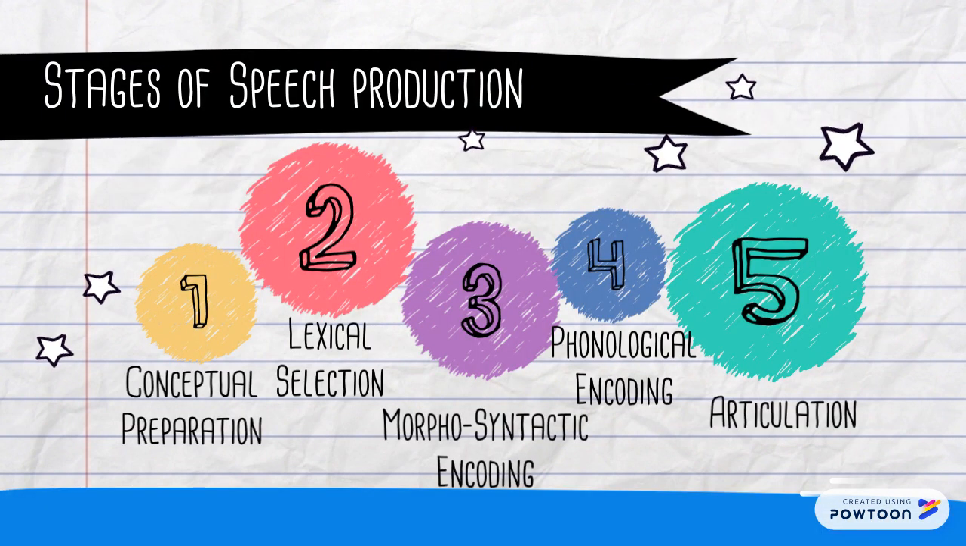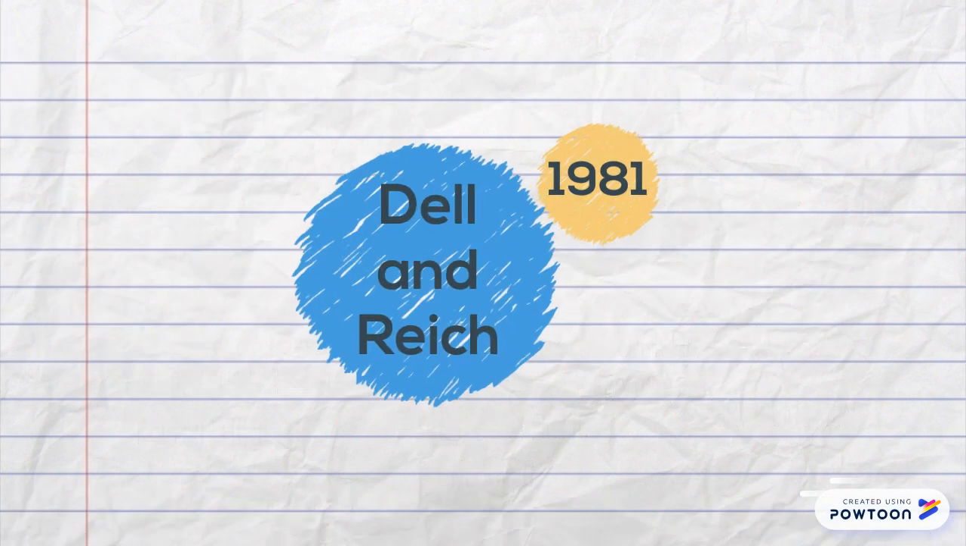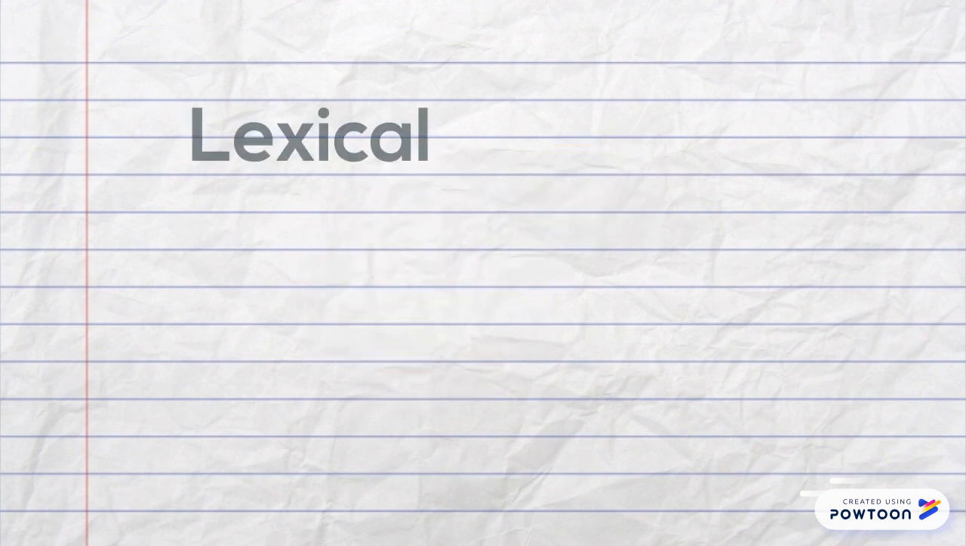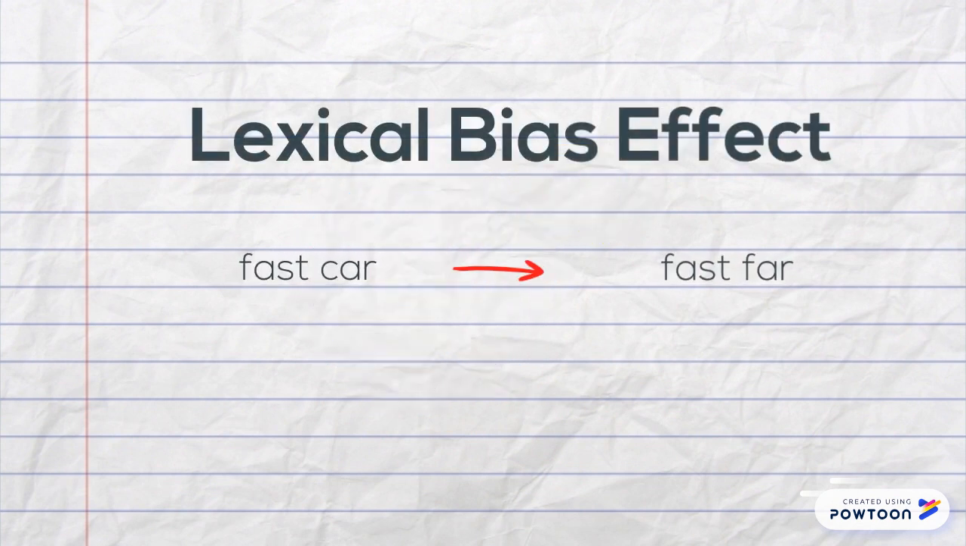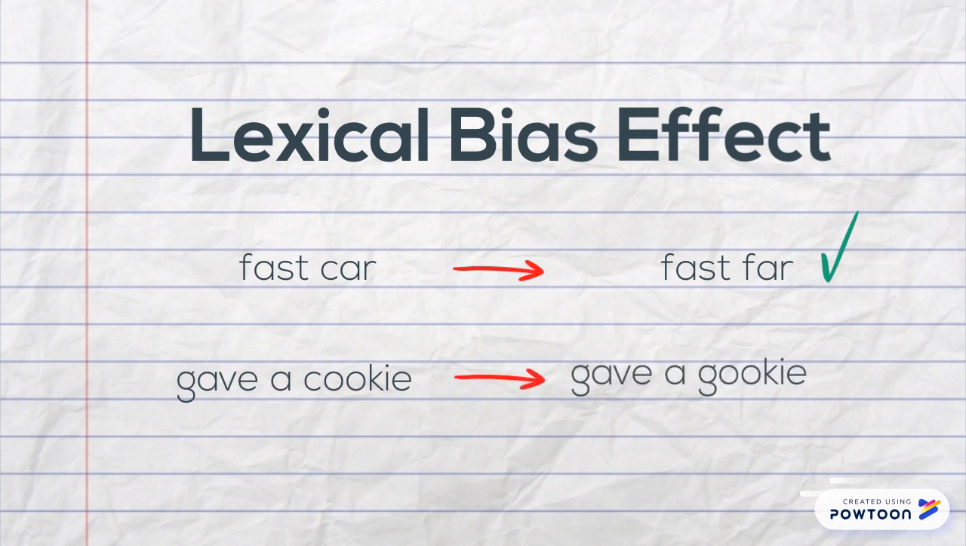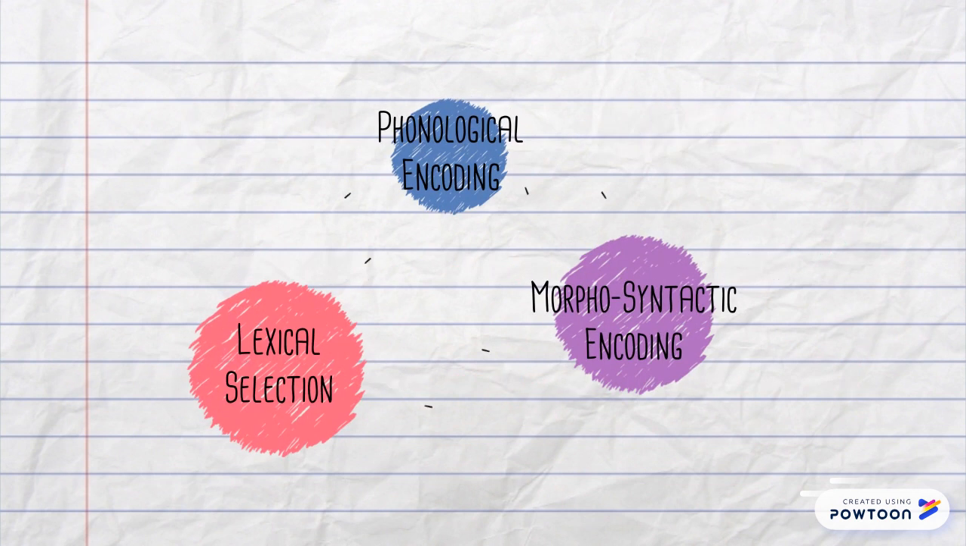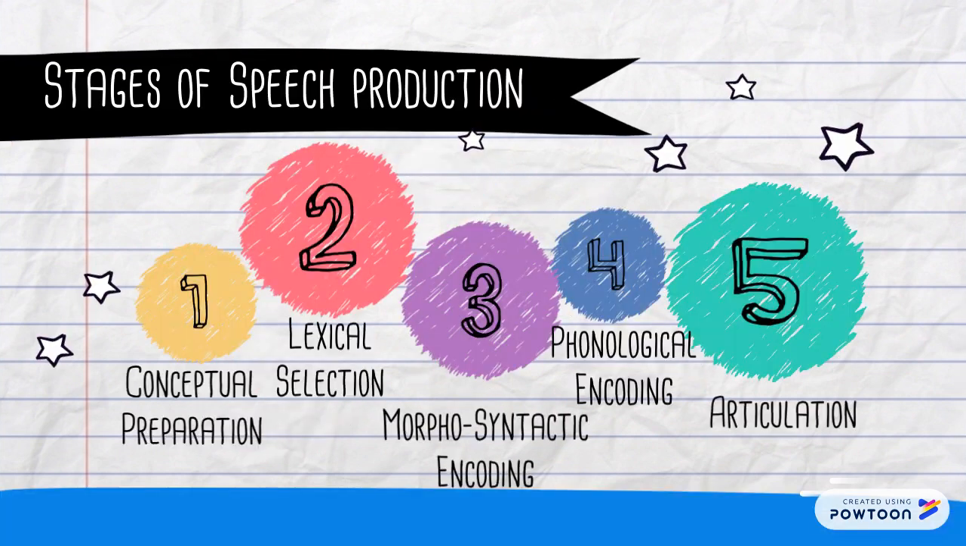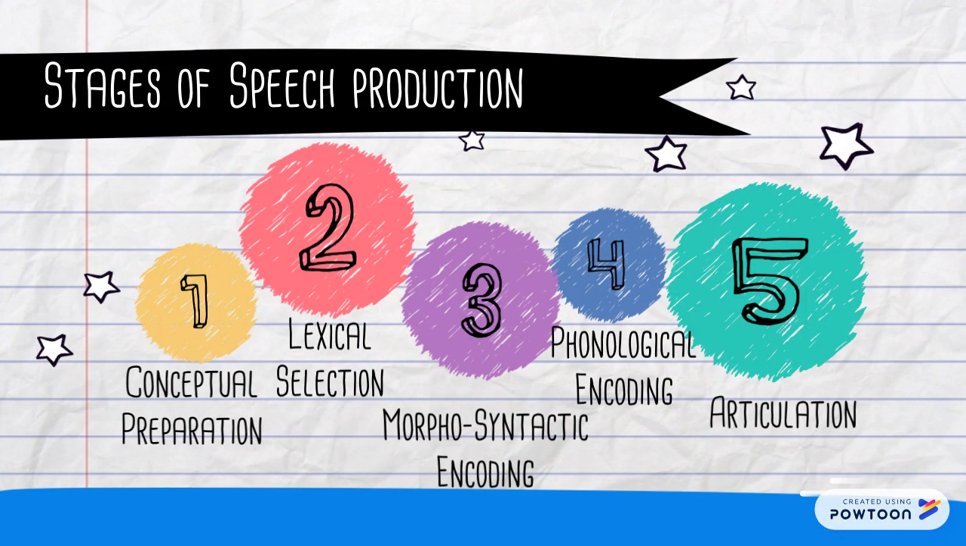Although these stages are often presented in this order, they do not strictly follow it, and stages can sometimes interact with one another, as seen in the lexical bias effect found in Dell and Reich 1981. The lexical bias effect is when phonological errors result in creating more real words than non-words, revealing an interaction between the phonological encoding level and the lexical and syntactic information. To understand how the speech production process works, it's necessary to break down the stages and look at how they interact with each other.